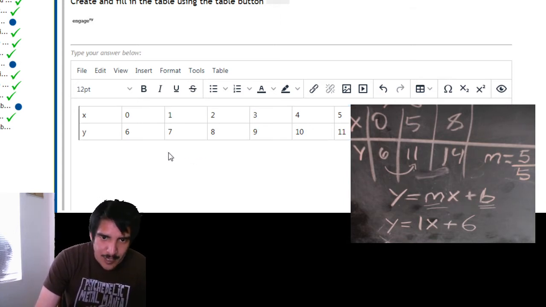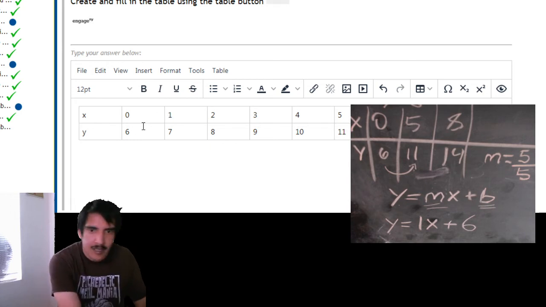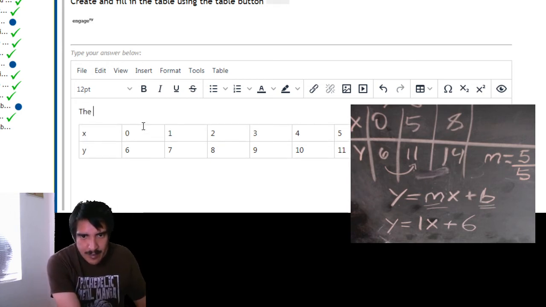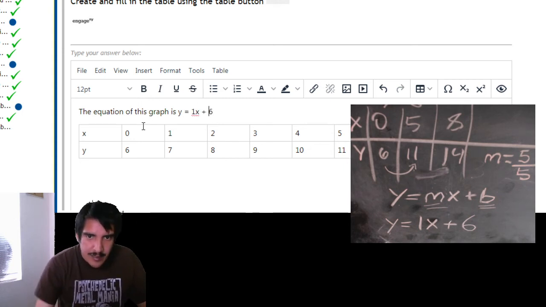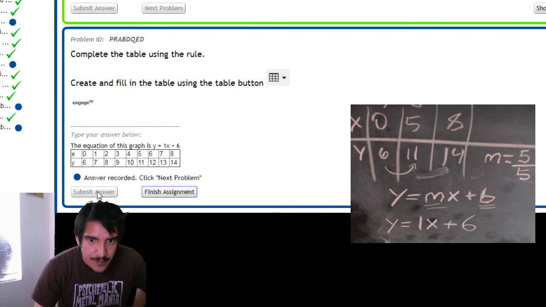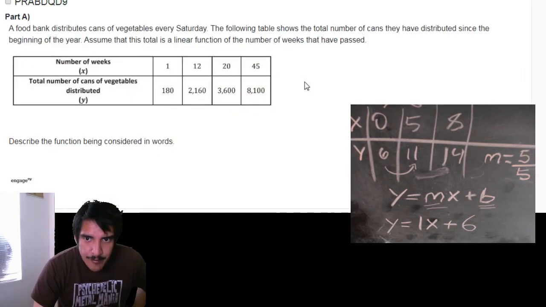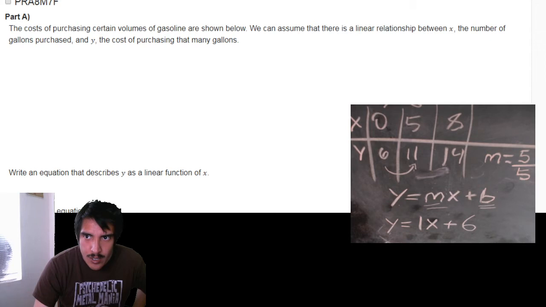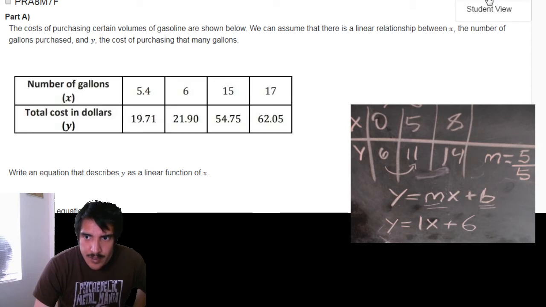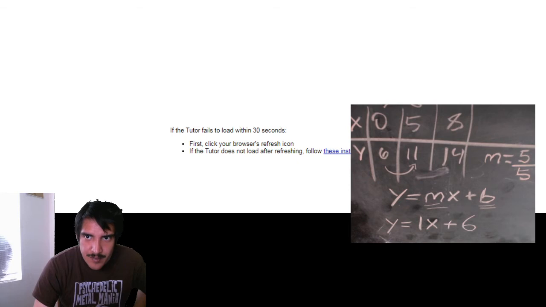If you want to put a description about how much the x is, I'll write that down. I'm going to write down the equation of this graph is y equals 1x plus 6. There we go. So I think that's a good enough description. And we've finished the assignment. Hooray. So that was lesson 3 for 8th grade. Now I'm going to go to lesson 4 and click Student View. This one I think has fewer problems.